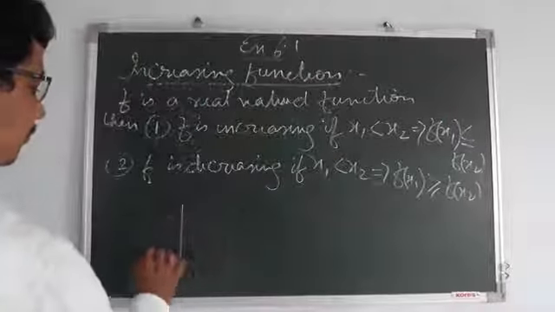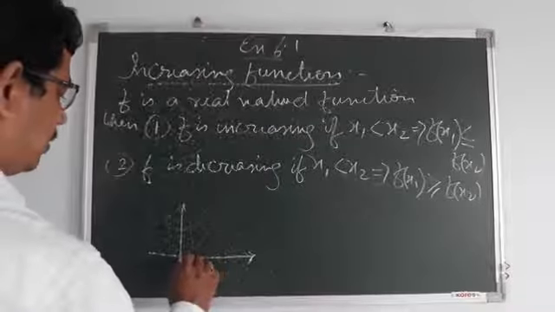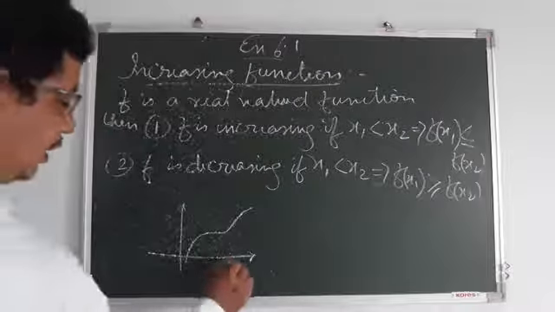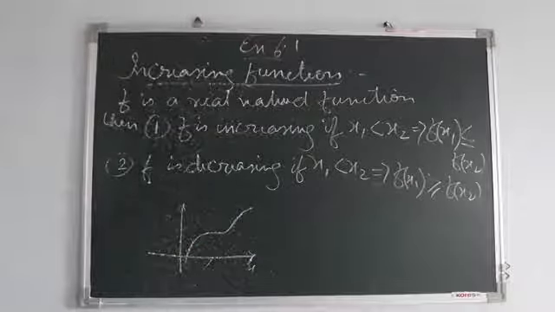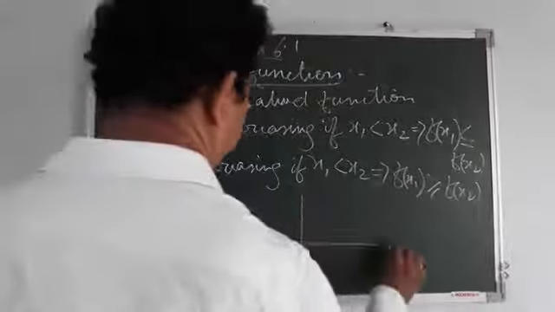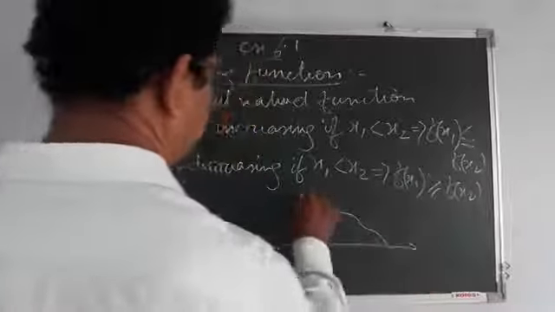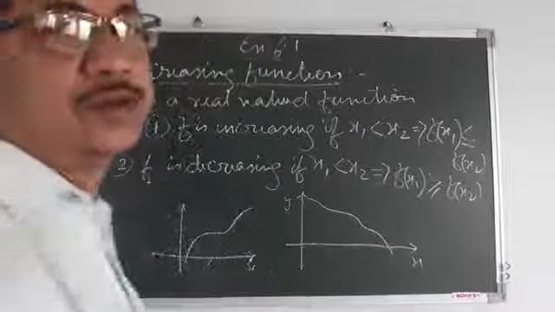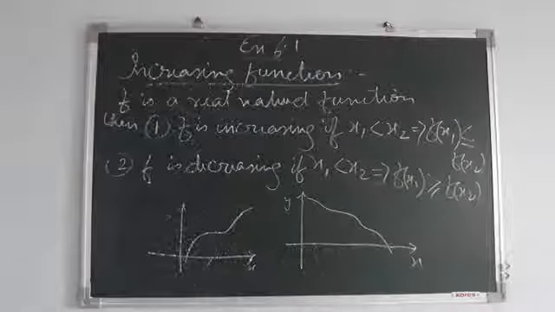Suppose it is an x-axis, y-axis Cartesian plane. One curve is like that. Here you see that as x increases, y also increases, so it is an increasing function. Now I will show another thing. Here you see that as x increases, y decreases. Its value decreases. So this is the difference between increasing and decreasing function.